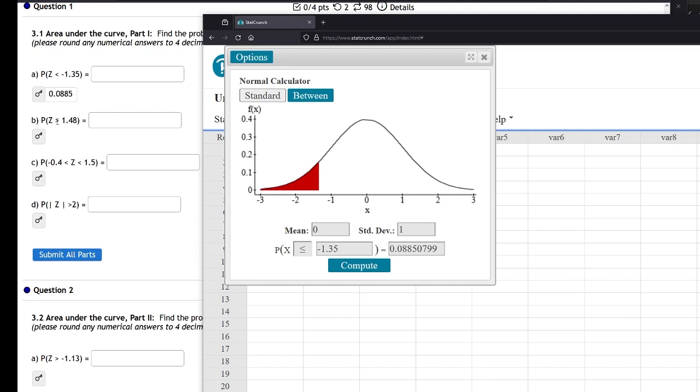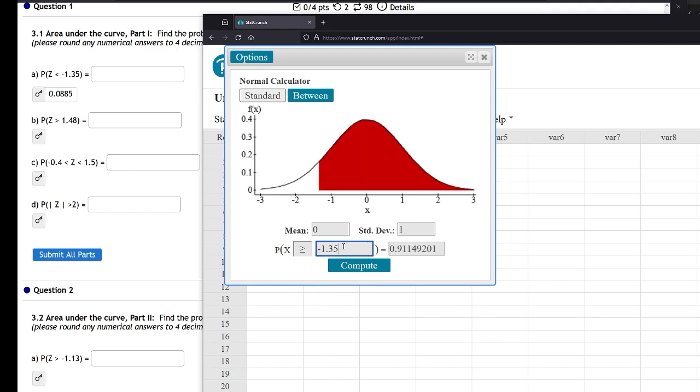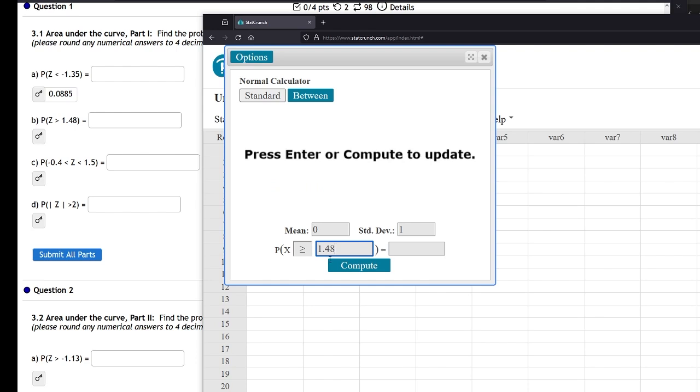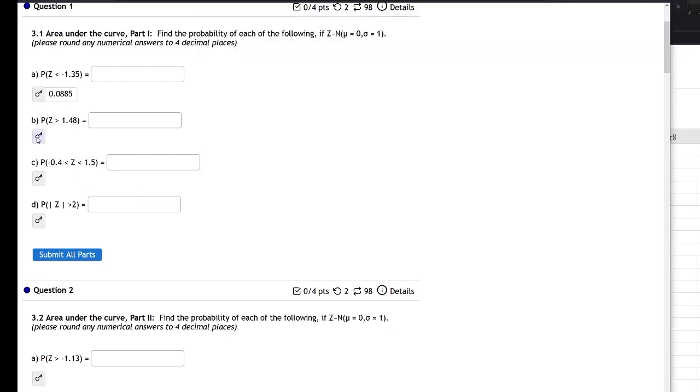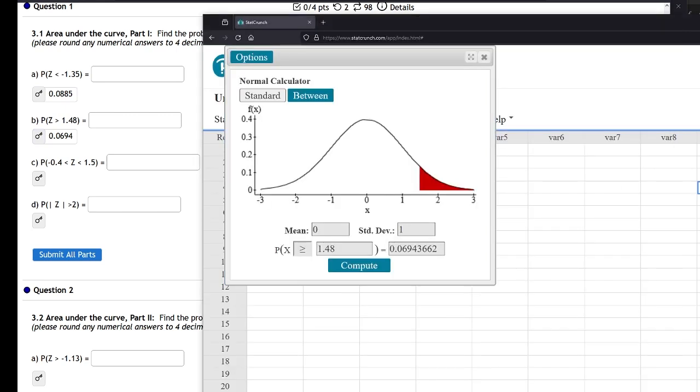So now it's saying z greater than 1.48. Okay, so all we have to do now is turn this inequality around, and then we change the number to 1.48. Hit compute. We get that. And sure enough, same number, right? We can see they're matching up here. Okay, what about this one?